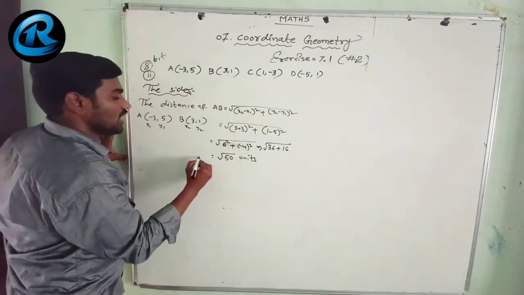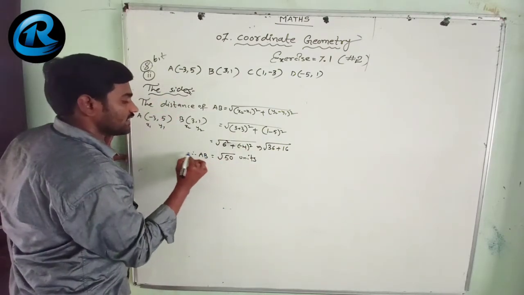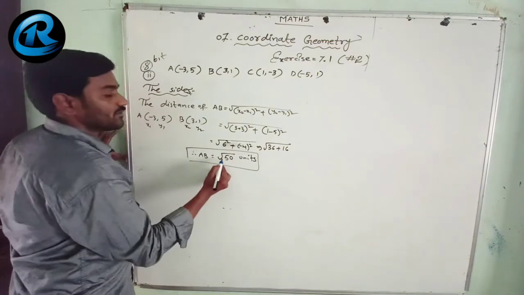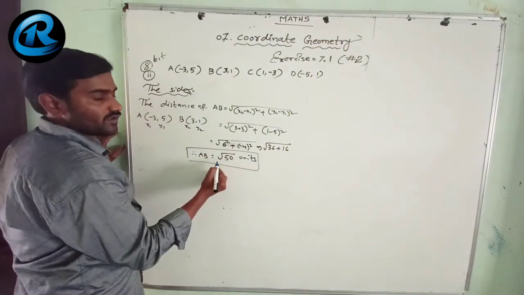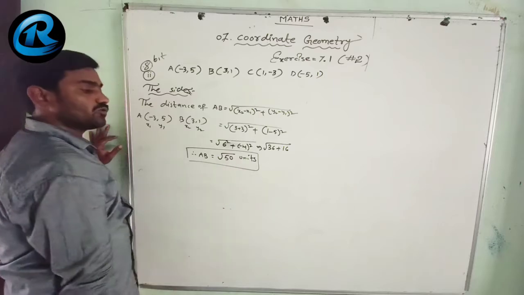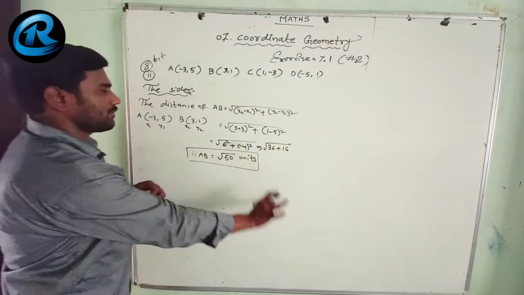Root 50 units, you can write. Root 50 can be written as 25 into 2. The square root of 25 will give us 5 root 2. We can also write it like that, but let us keep it like that.